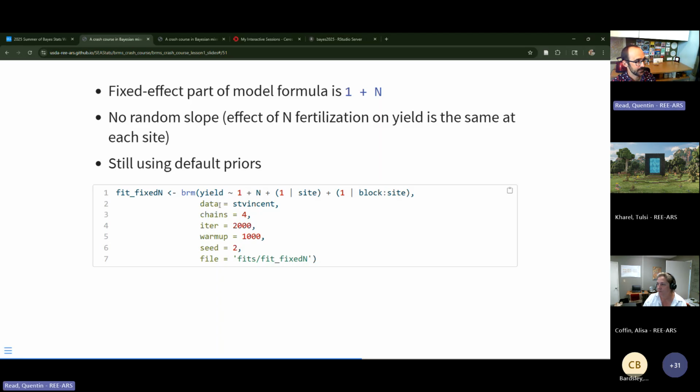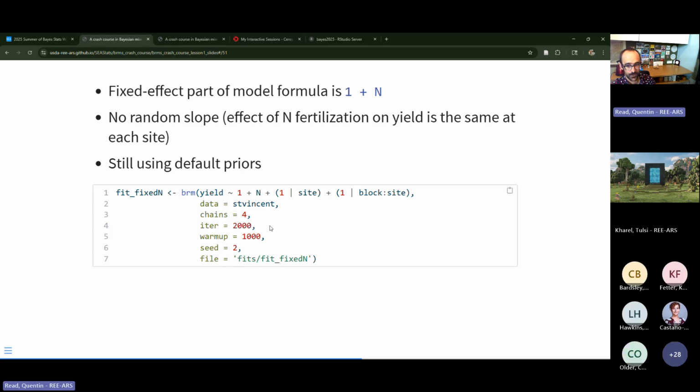And this is the data that it comes from. And this tells how many Markov chains we're going to run and how many posterior samples we're going to take for each Markov chain. So 1,000 of them are warm-ups, and then there's a total of 2,000. So 1,000 after warm-up that we're actually going to use. That's what we've got so far.